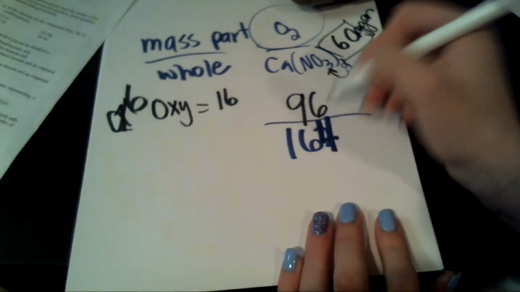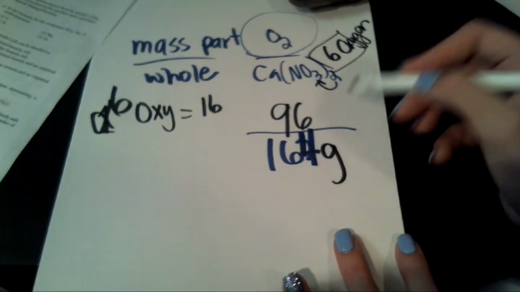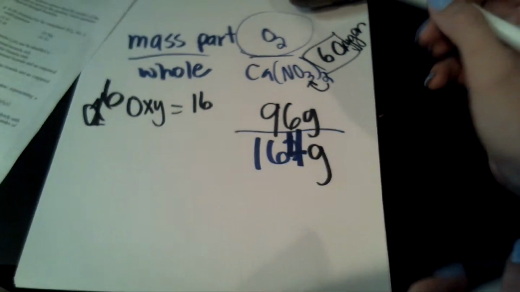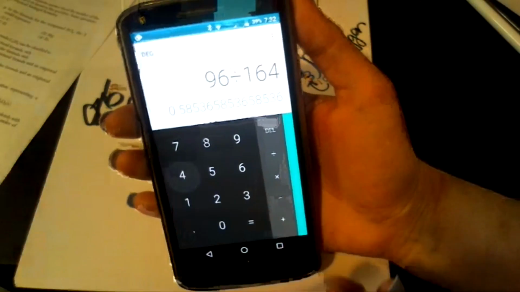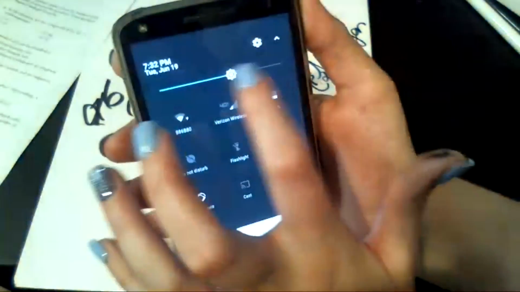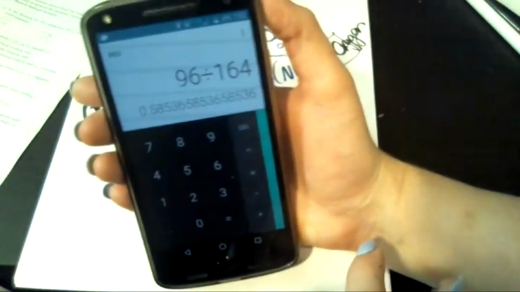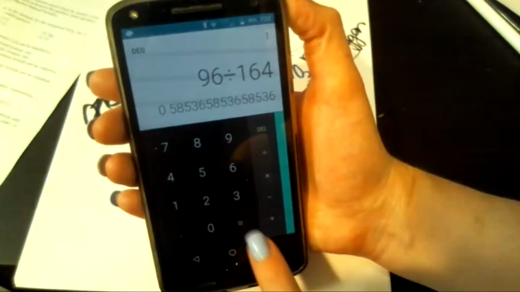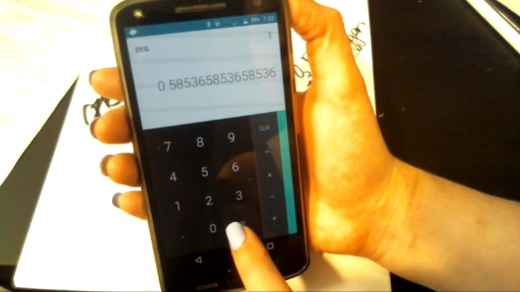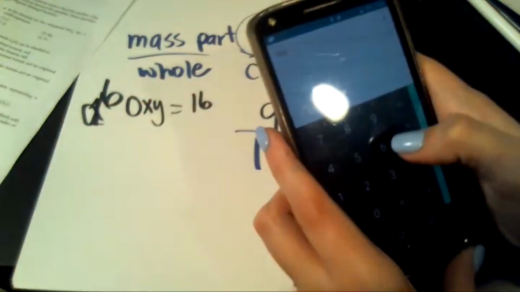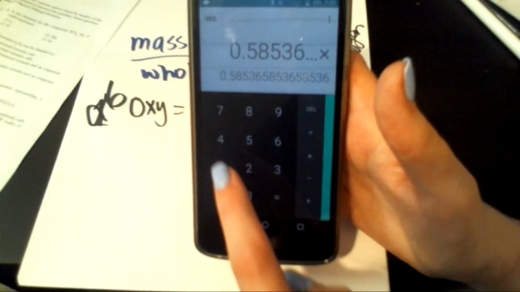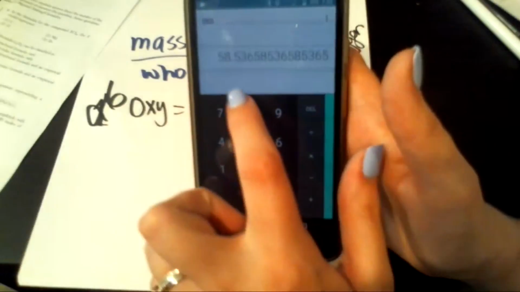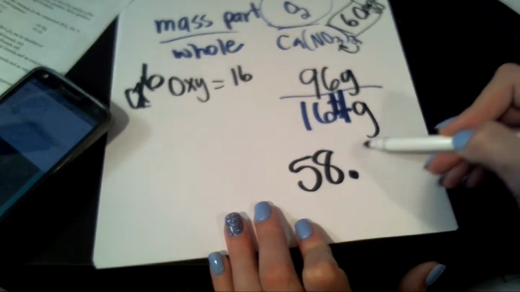6 times 16 gives us 96. Out of this 164 grams, oxygen is worth 96 of it. So I'm going to do 96 divided by 164, and then multiply that by 100, which gives me 58.5%.